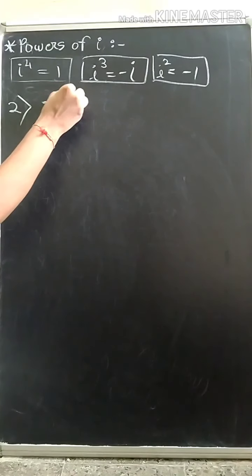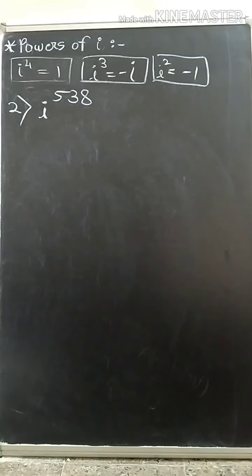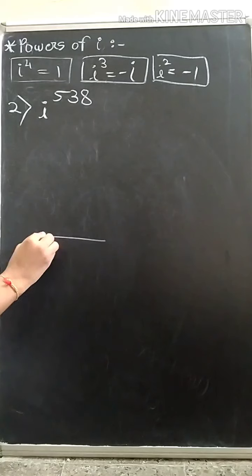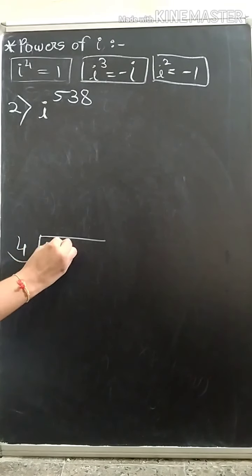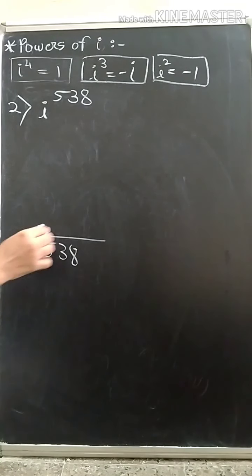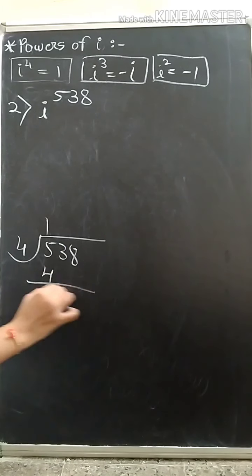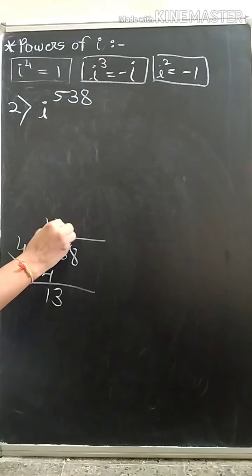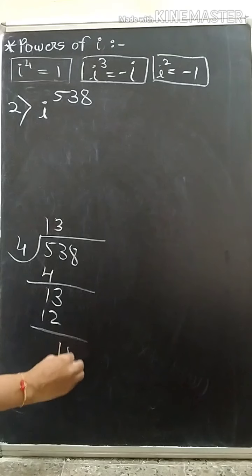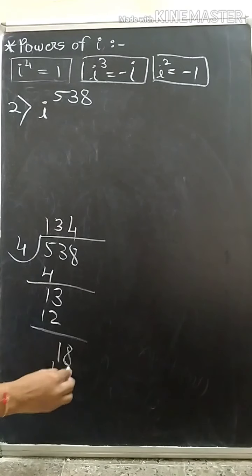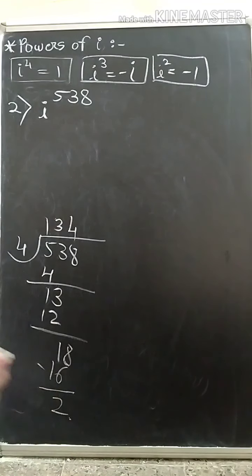i raised to 538. सगळ्यात अगोदर 538 ला 4 ने डिवाइड करायचं. 4 1 जा 4, 4 3 जा 12, 4 4 जा 16, remainder is 2.